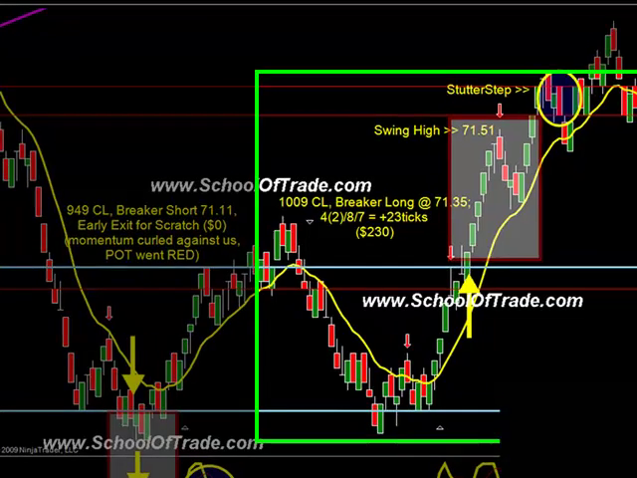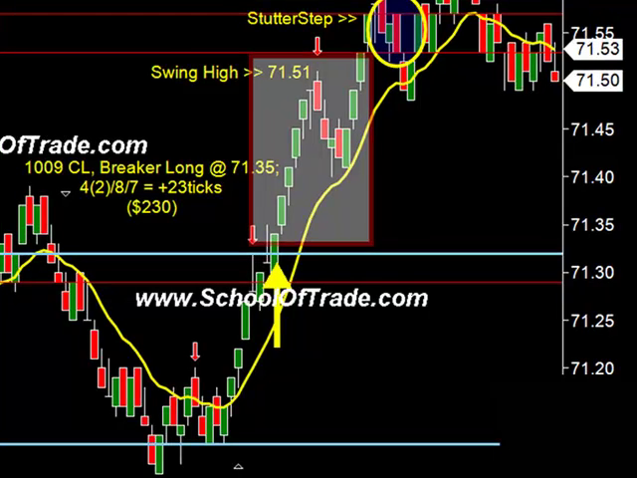Now it wasn't long thereafter, just about 20 minutes later, at 9 minutes past 10 o'clock on the crude, this breaker long at 71.35. Now this is where we made our money here. Targets, of course, at 4 ticks, 8 ticks, and then trailed our stop for an additional 7 ticks, totaling 23 ticks in this trade.